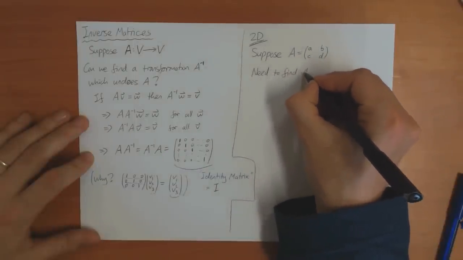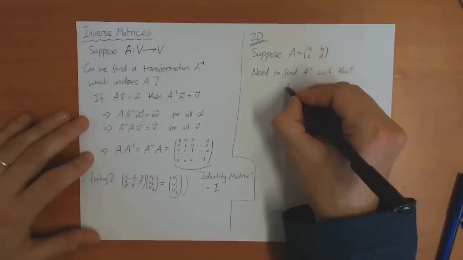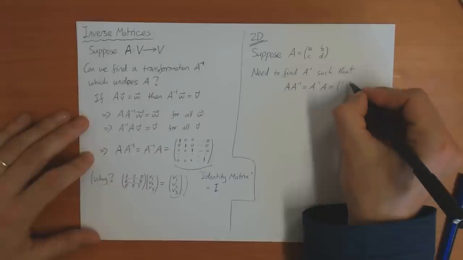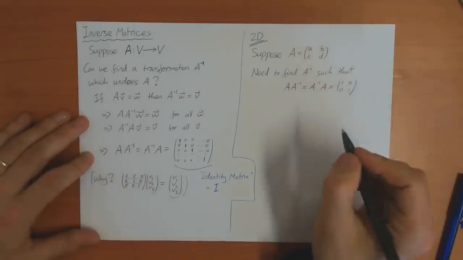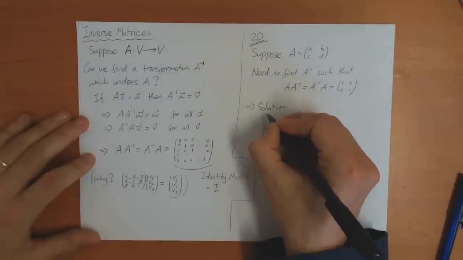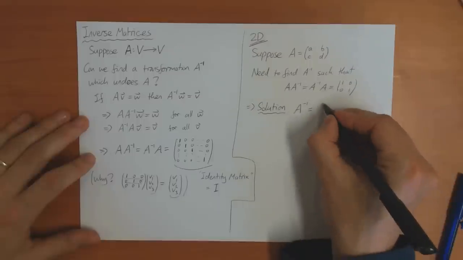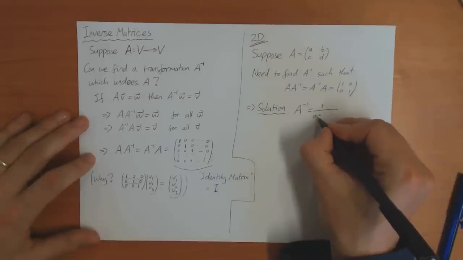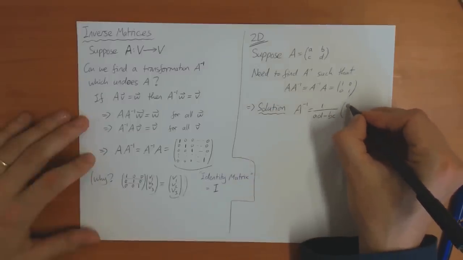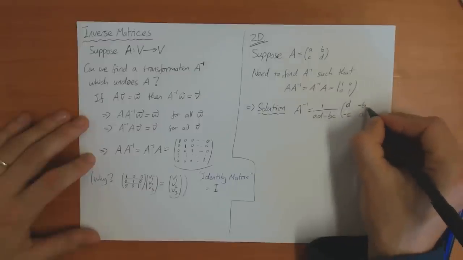So we need to find A minus 1 such that A times A minus 1 is equal to A minus 1 times A, which is equal to 1, 0, 0, 1. The calculation's a little bit messy, so I'll just tell you the answer and then check it works. The solution is the following: A minus 1 should be equal to 1 over AD minus BC times the matrix D, minus B, minus C, A.